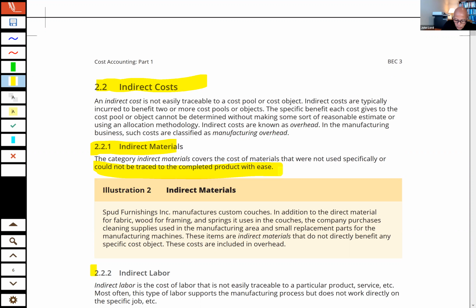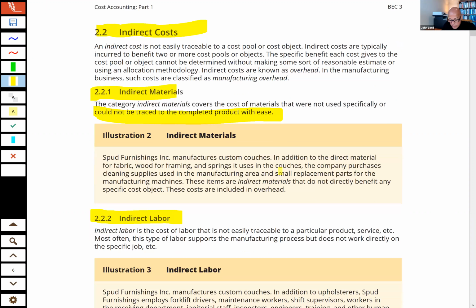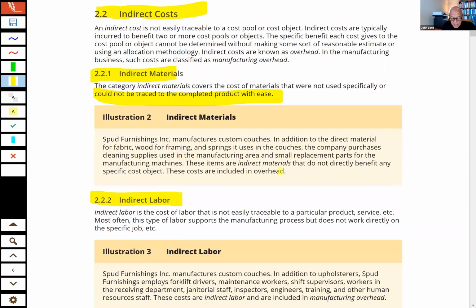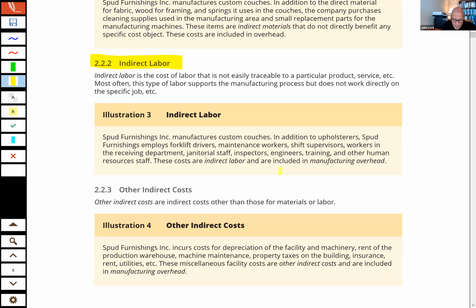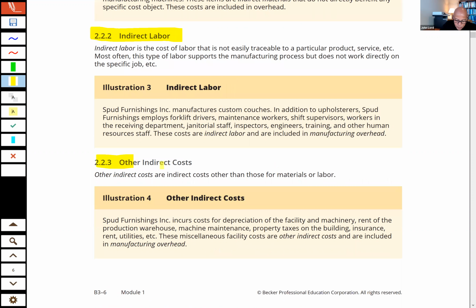Okay. Indirect labor. When we talk about indirect labor, classic example is what? Something that's not easily traceable. Maybe a supervisor who moves from job to job, who doesn't really spend all their time on any one job. And rather than asking them to track their time by job, we just treat them as indirect labor.